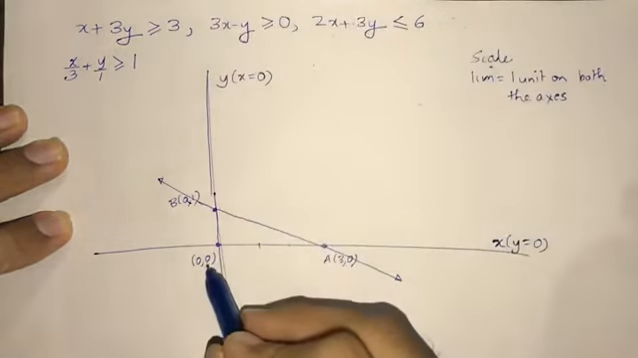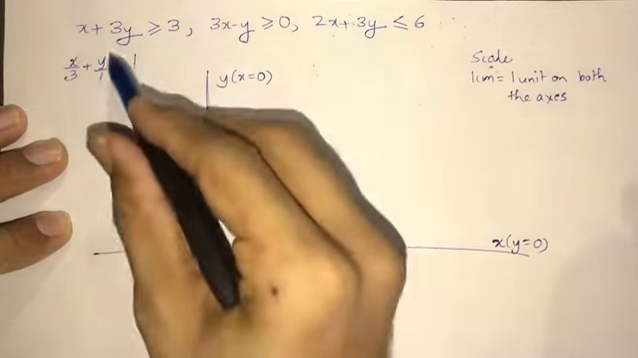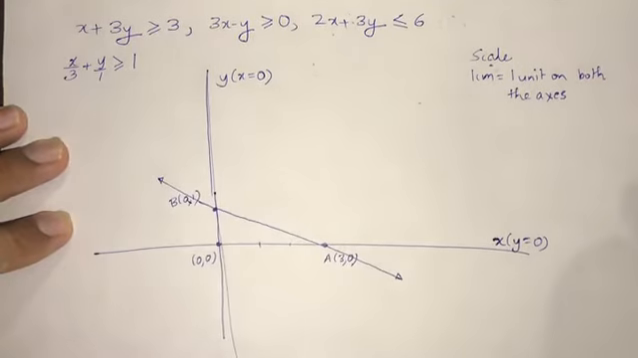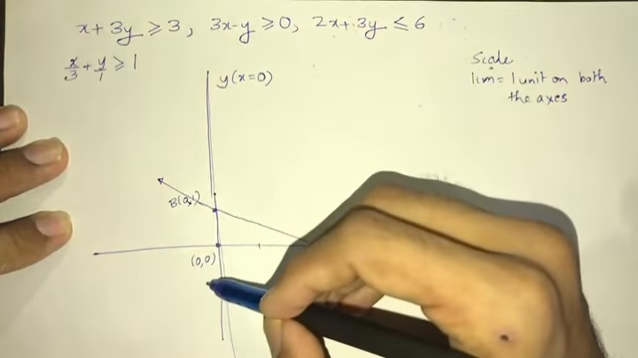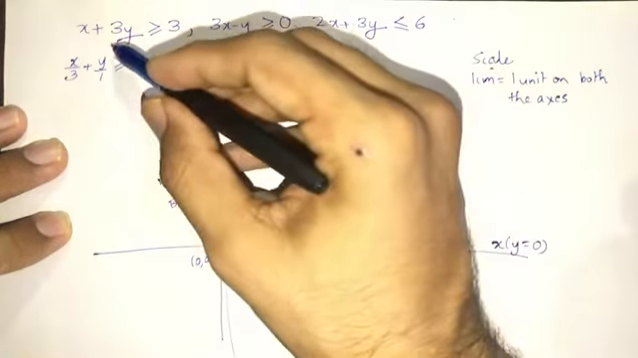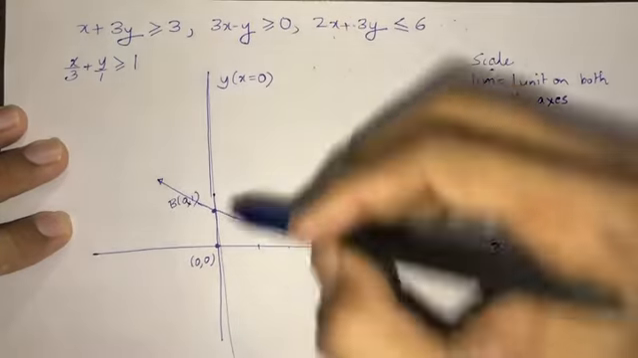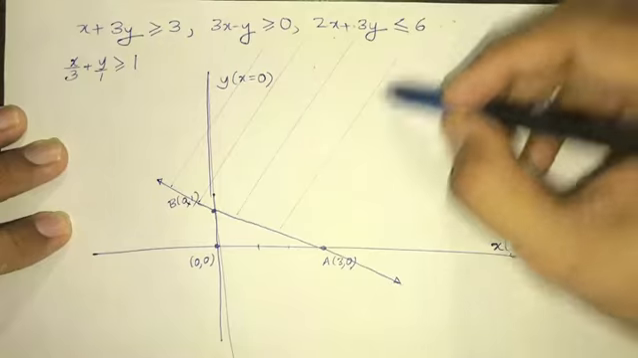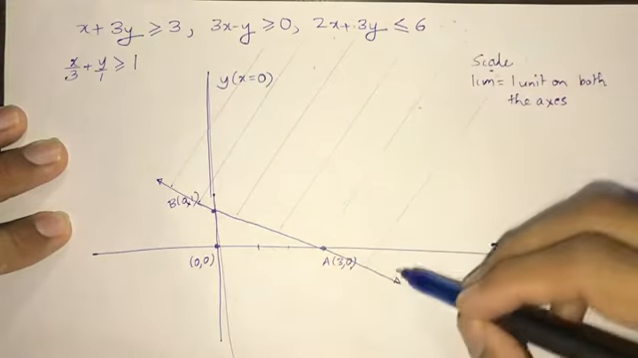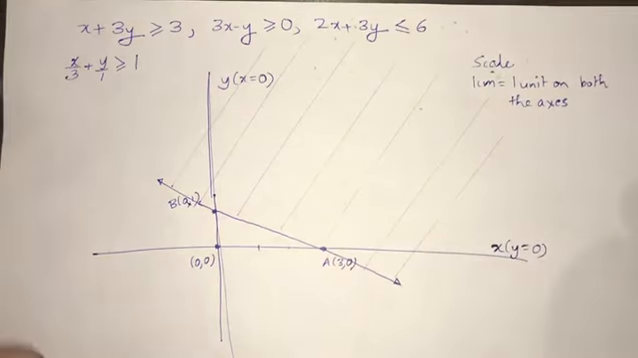Now I can put the origin, and when I put the origin, I see that it is coming greater than 3. If I put x is 0, y is 0, I get 0 greater than 3, which is false. So it is the non-origin side. The origin does not satisfy.